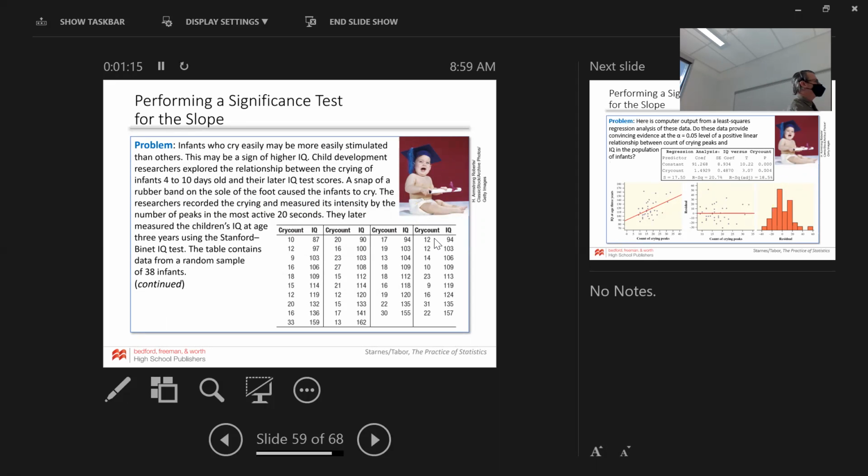What happened? This is how many times they cried. They're 4 to 10 days old. All right, so give them a little break, let them cry a little bit. But this is how much they cried, and then this is later what their IQ was tested on. Is there a correlation between these? Are the overly sensitive babies who were crying at 4 to 10 days particularly sensitive? Did crying more than normal correlate with having a high IQ? You got 38 infants.